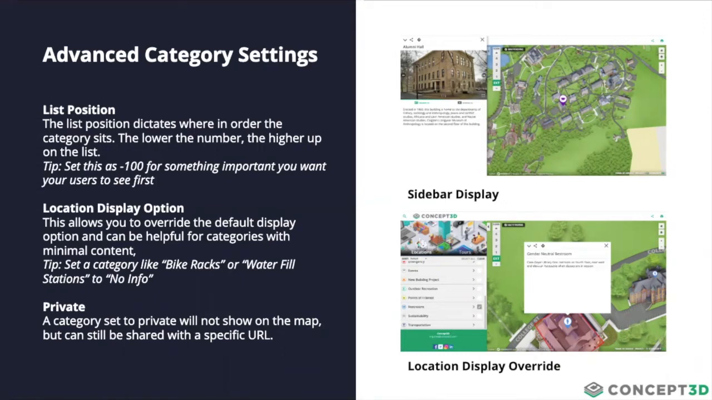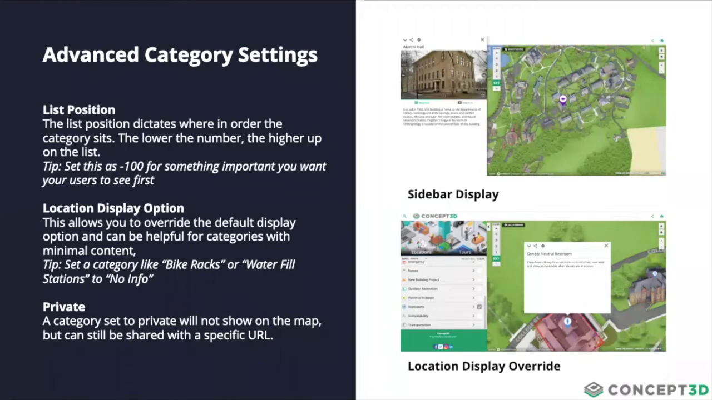So for example, maybe you have a category that doesn't have a lot of content like bike racks. You might not want to take up a ton of room on the map opening that sidebar of detail if there's not images and text. So this is something you can actually override at the category level. And in that case, maybe set something to no info. So we'll take a look at that setting as well. It's really easy, available to you today, so you can modify based on the category itself.